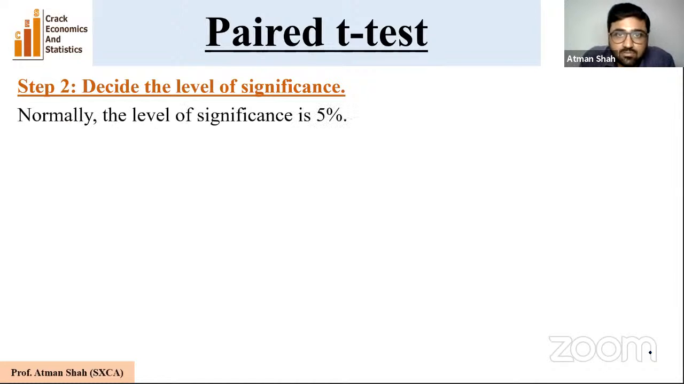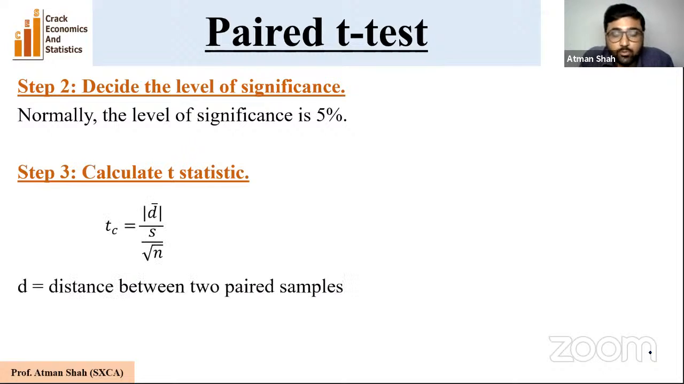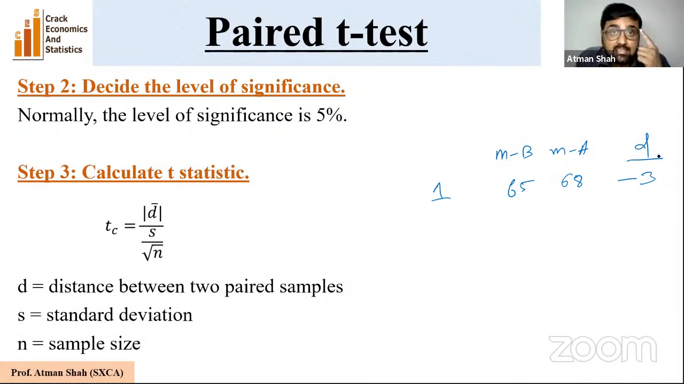Step 2 is to decide the level of significance. So normally it is 5%. You can calculate the t statistic with the help of this formula. So here you can see d is the difference between two paired observations. Suppose we have student 1's marks before remedial classes and marks after remedial classes. Suppose this is 65, 68. So the difference between these two is -3. That is our d. So here d bar shows the mean difference between two paired samples. S is the sample standard deviation and n is the sample size. So we can use this formula when we want to calculate it manually, but we use the command to perform this test in RStudio.